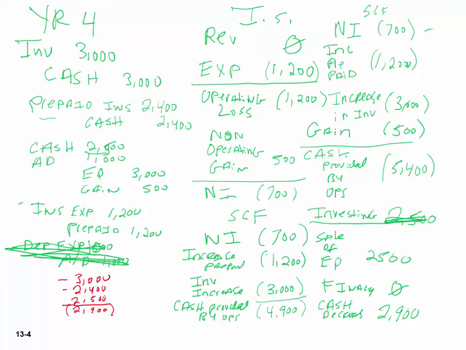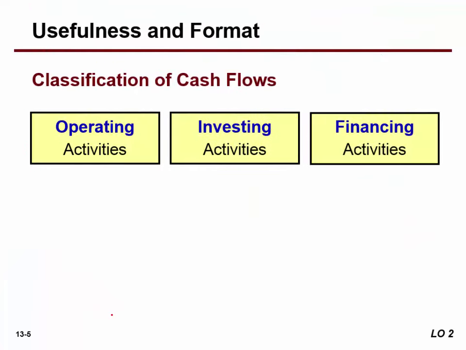I subtract out the impact there and I take that entire 2,500 I reported down here in the investing section, don't I? And it's not magic. It ties back to the change in cash for the period, doesn't it? Okay, so when you look at how to remember all of this mess, there's an easy way to do it.